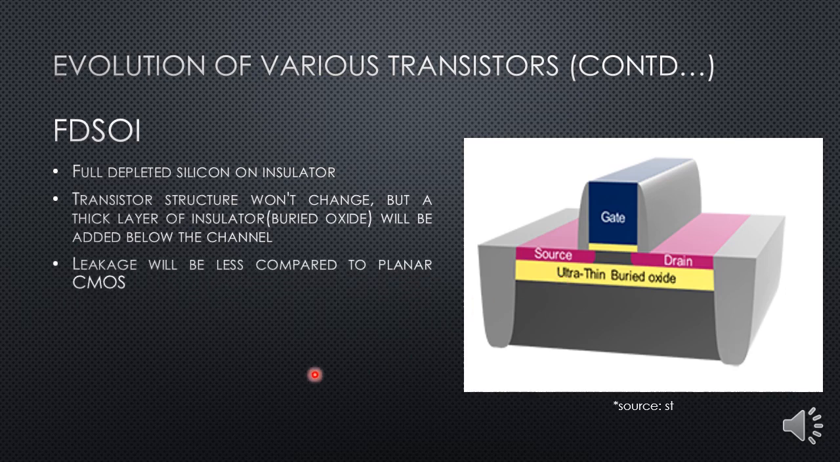Leakage will be very low compared to the planar CMOS. So why is the leakage less? For example, I'm drawing the CMOS to show how it looks. The cross-sectional view of the planar CMOS can look like this.